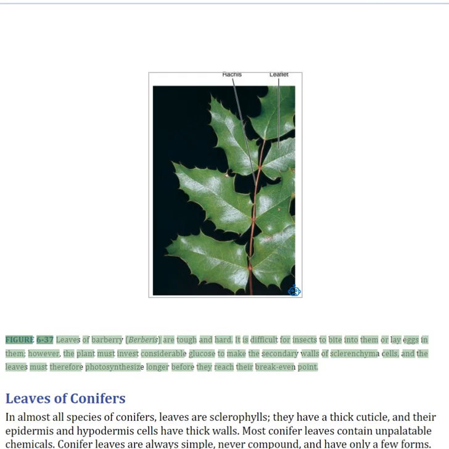Figure 6-37: Leaves of barberry are tough and hard. It is difficult for insects to bite into them or lay eggs in them. However, the plant must invest considerable glucose to make the secondary walls of sclerenchyma cells, and the leaves must therefore photosynthesize longer before they reach their break-even point.